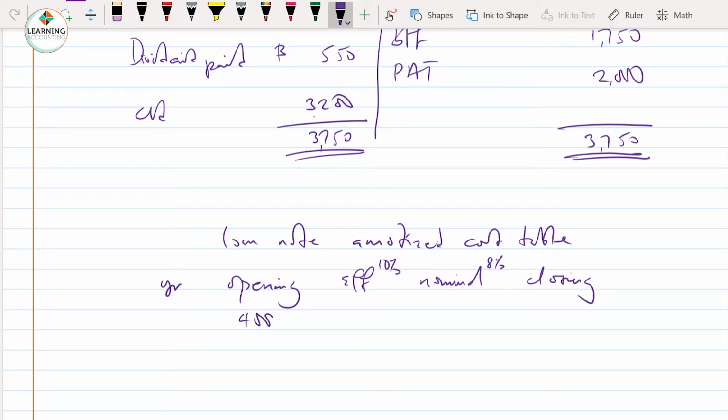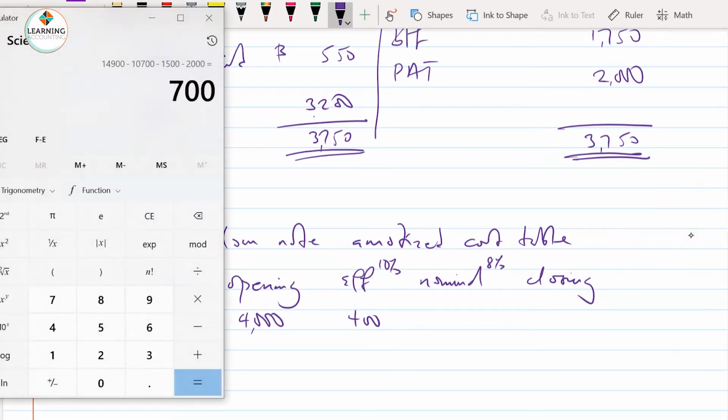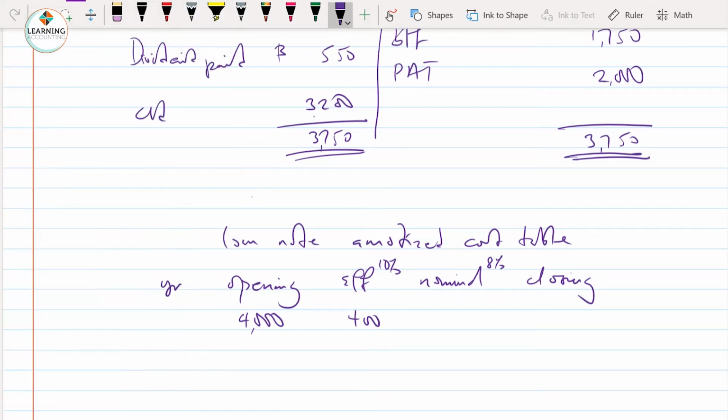The opening balance is 4 million. 10% of 4 million is 400, which is what was recognized in profit or loss. And 8% of 4 million, that should give us 320. But let me be sure. Yeah, 320. And this gives us a closing balance of 4,380, which is the closing balance you have in the statement of financial position.